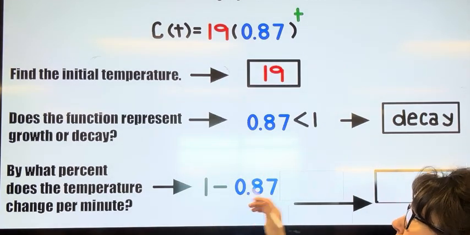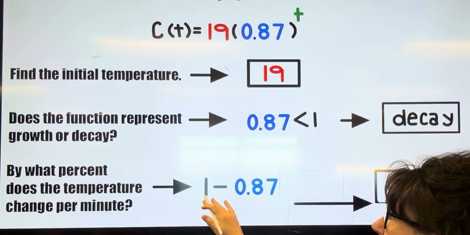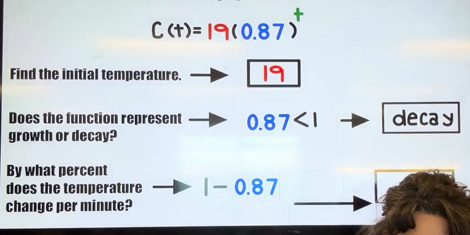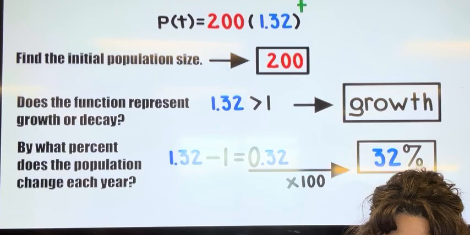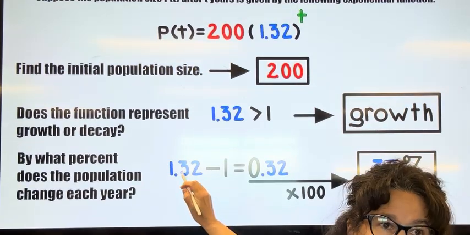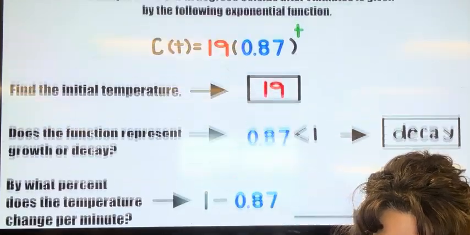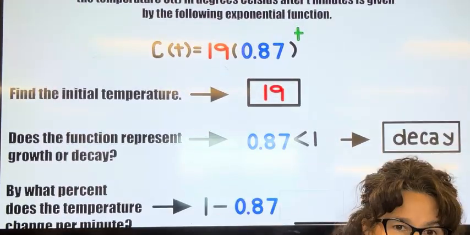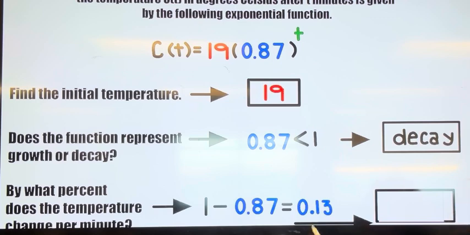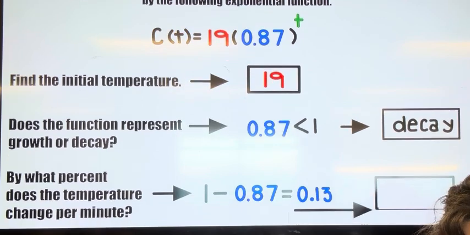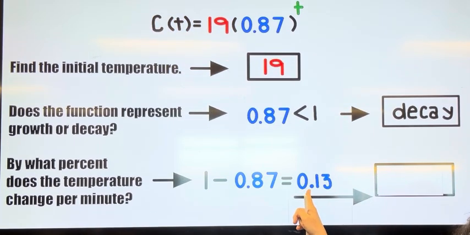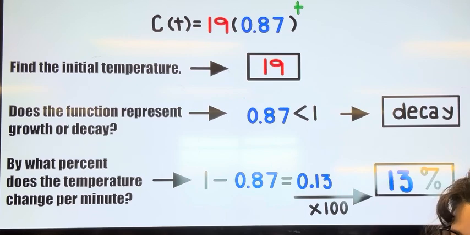So it's important that you know when you have a decay, you're going to do 1 minus the number to get the percent. But if you have a growth, you're going to take the number minus 1. All right, so let's go ahead and subtract 1 minus 0.87. I end up with 0.13. This is not written as a percent, so to turn that into a percent, I multiply by 100, and so the decay rate is 13%.